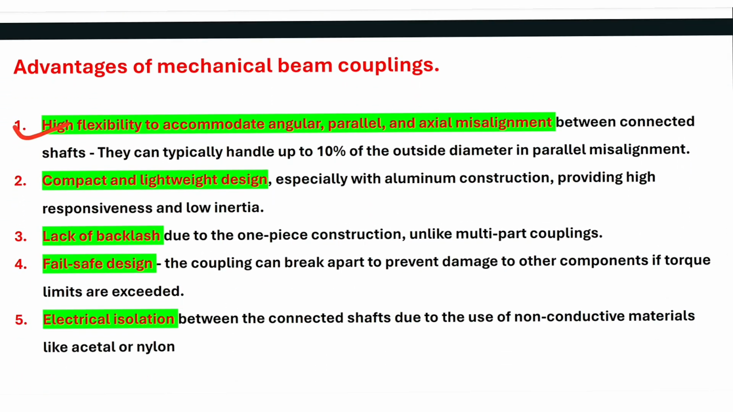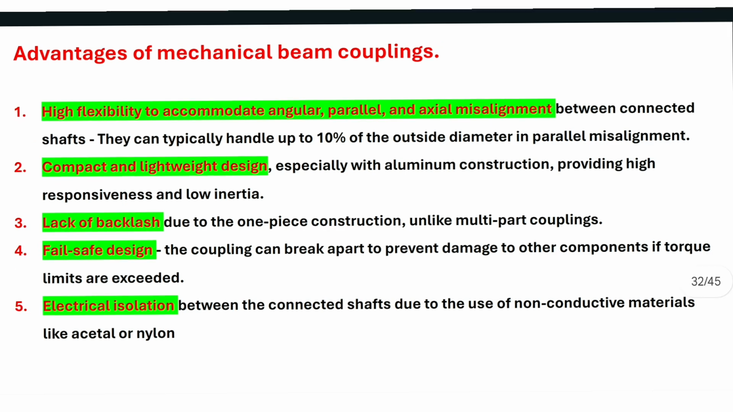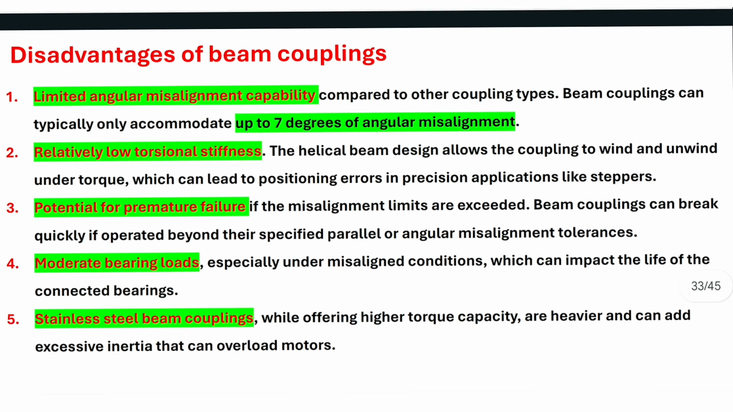Okay. Advantages of mechanical beam coupling. First is high flexibility to accommodate angular, parallel, and axial misalignment. Second, compact and lightweight design. Third, lack of backlash. Fourth, fail-safe design. Fifth, electrical isolation.